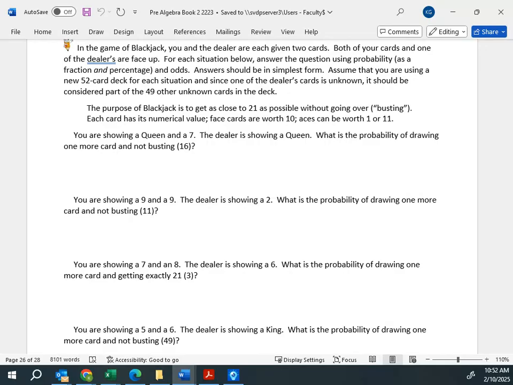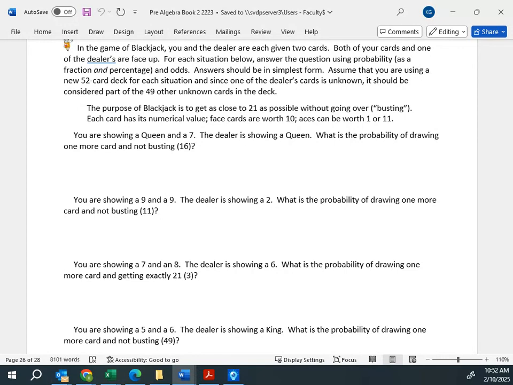The purpose of blackjack is to get as close to 21 as possible without going over. We call that bust if you go over 21, and you automatically lose. Each card has its numerical value. Face cards are worth 10 points, and aces can be worth 1 or 11.